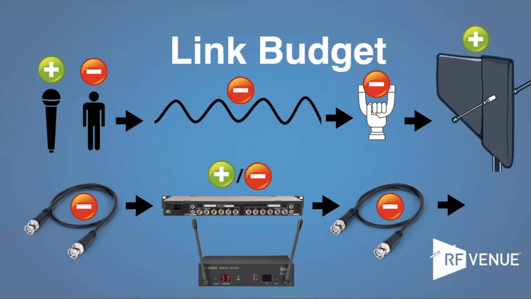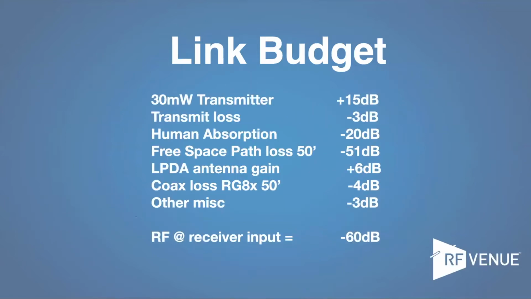Then we had a cable that's going to connect it to our distro, a cable that's going to connect from our distro to our receivers. That's pretty much our path, right? So this is pretty straightforward. You can see where you have gain and where you have loss.